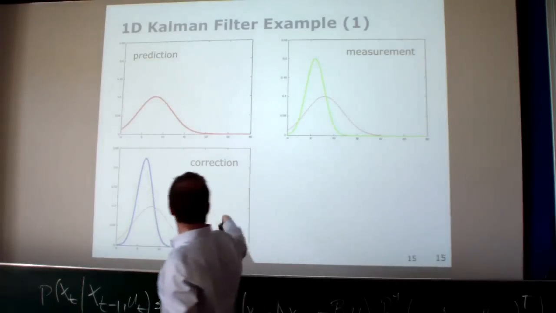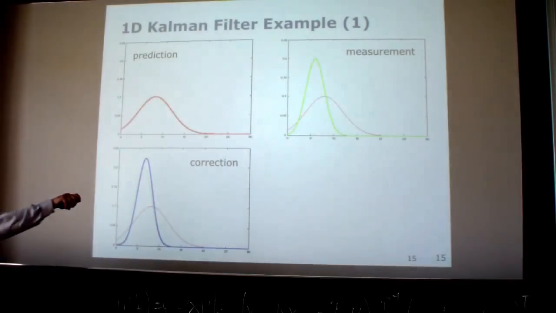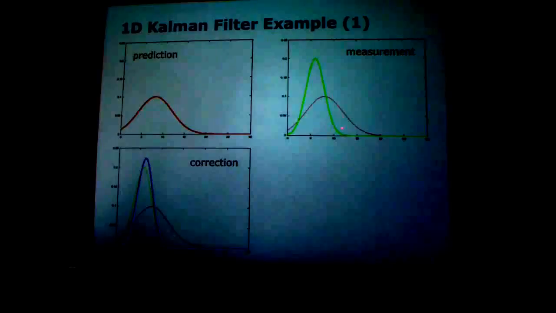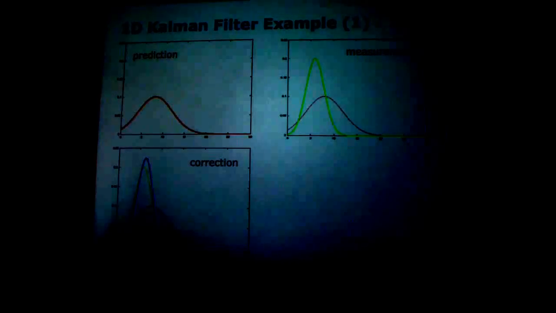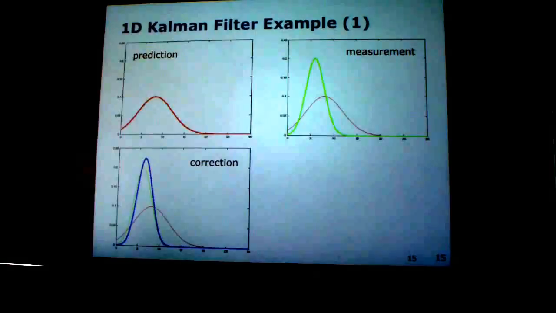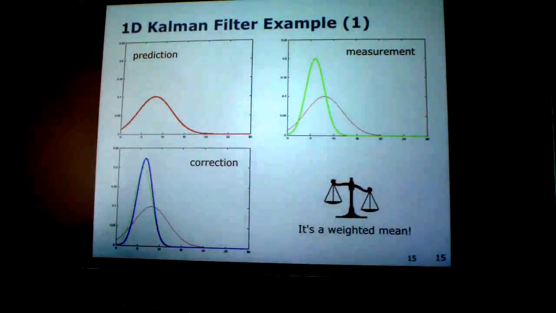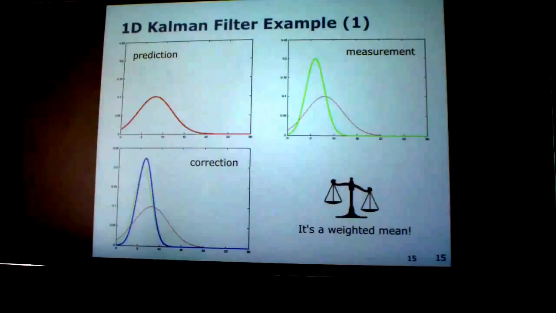And then I perform a correction which weighs the prediction, the red one, and the measurement, the green one, into this joint one, which is given here by the blue one, which is a multiplication in this case of these two terms. And it's weighed by the Kalman gain. How much more do I trust the observation, and how much more do I trust my motion? So what you end up with is really a weighted mean of these two distributions, and this weighing factor comes from the Kalman gain.